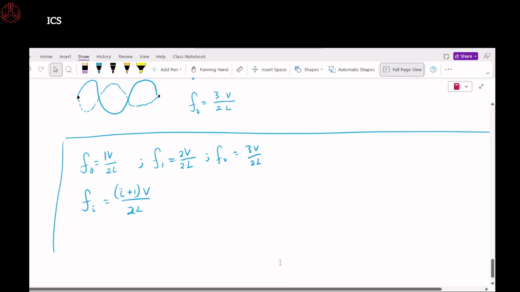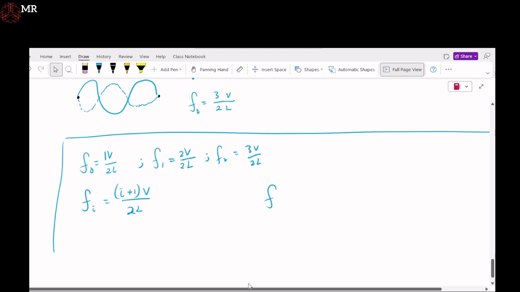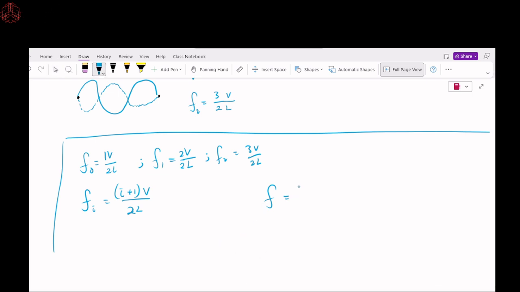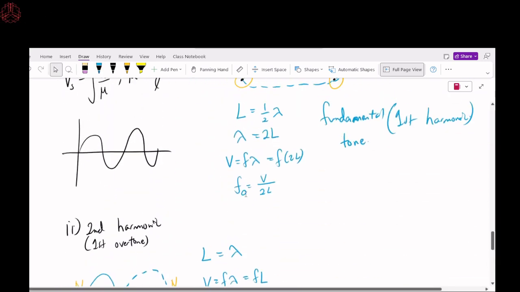Another way of writing this is that my f is equal to nv/2L, with the condition that my n is equal to, sorry, not 0. It starts with 1. Well, it can start with 0, which means you don't have a wave. But it starts from 1, 2, 3, and so on and so forth. Now, we have done the stretched string.